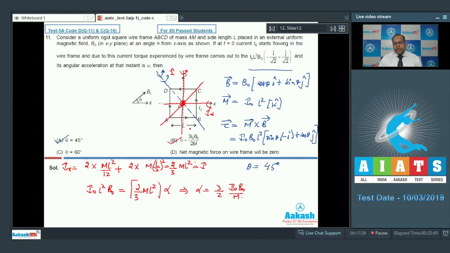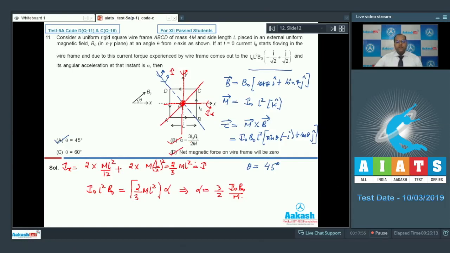In option D, net magnetic force on the wire frame will be 0. So when the wire frame is kept in a uniform magnetic field, the magnetic force experienced by the wire frame is always 0 irrespective of the orientation. So option D is also correct. So the correct answer for question number 11 are option A, B and D.